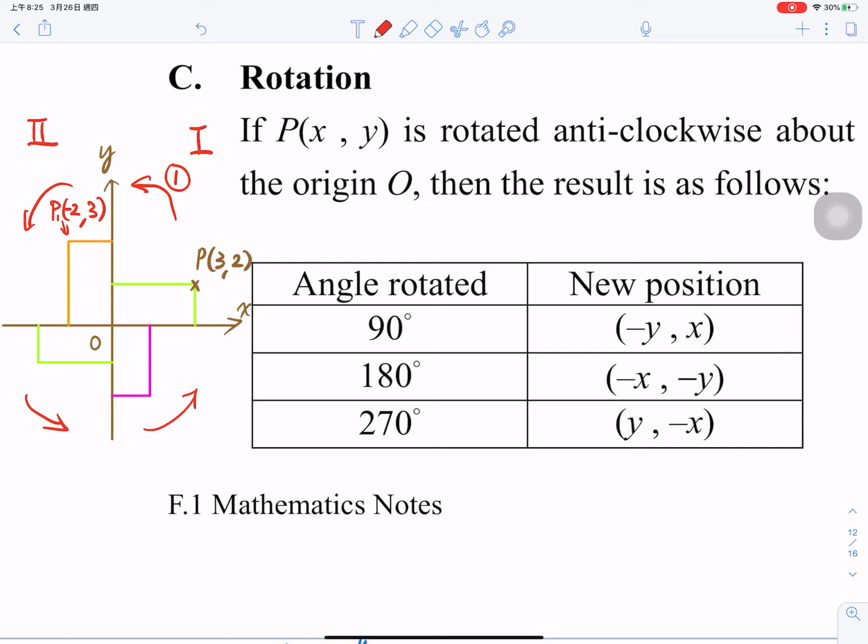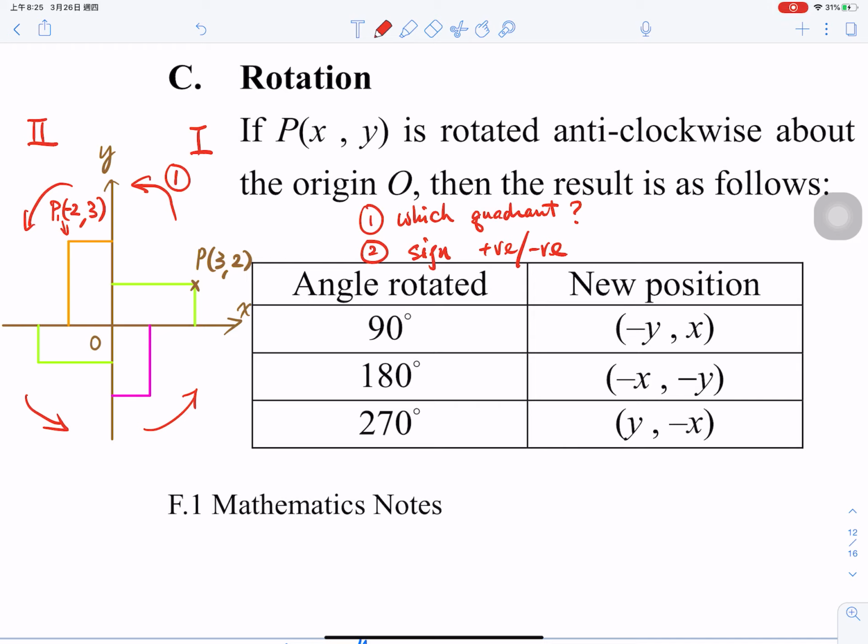Let me first think about which quadrant. After rotating by a certain number of degrees, maybe 90, 180 or 270, which quadrant does the point lie in? Then afterward, you think about the sign. Is it positive or negative for the two coordinates?